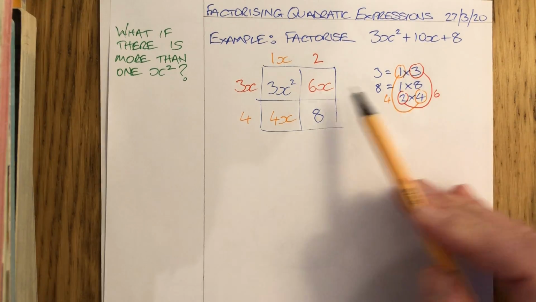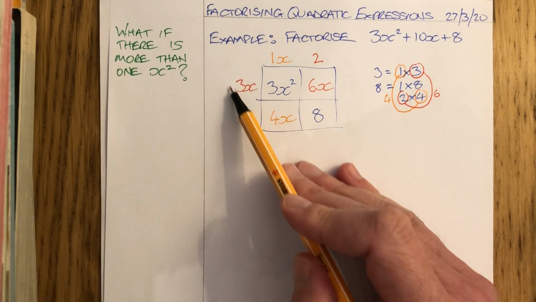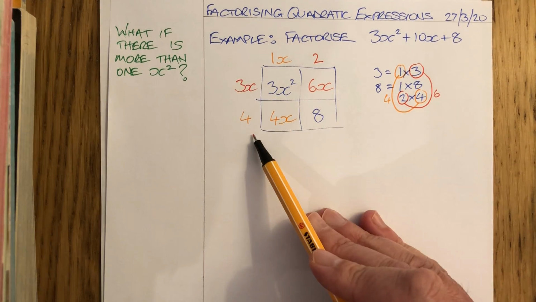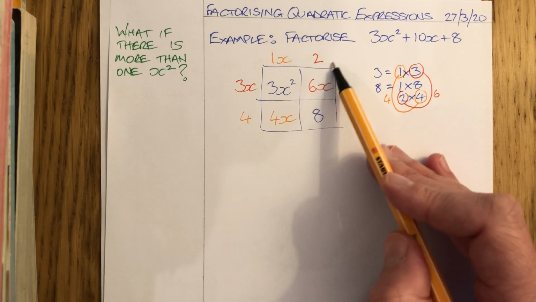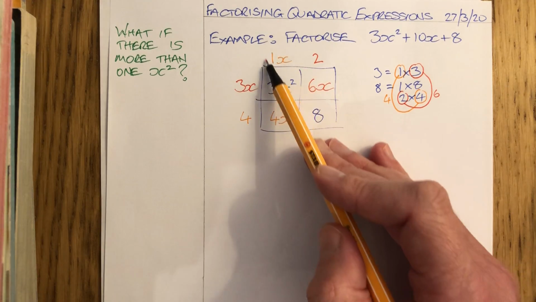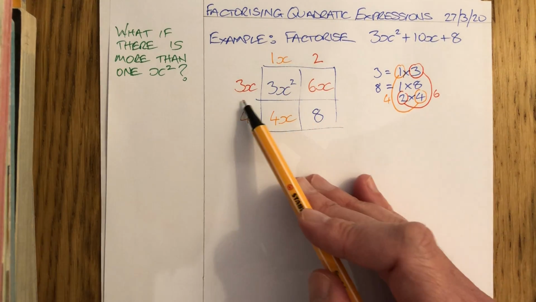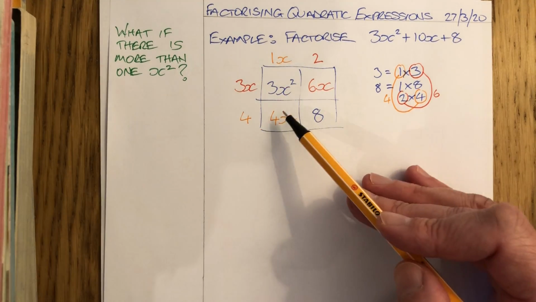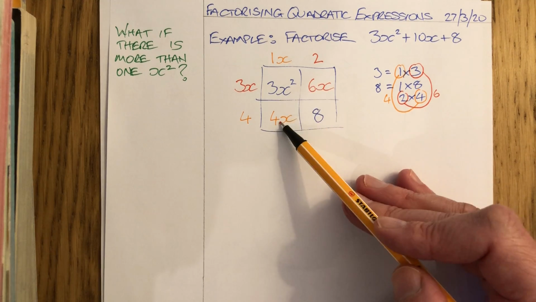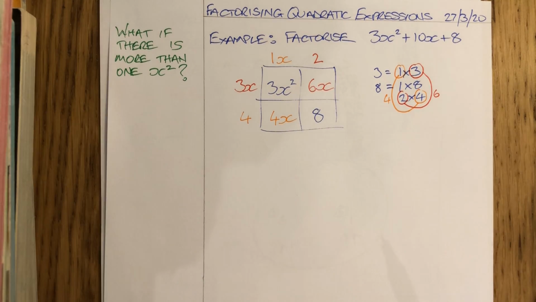So notice that one of the numbers of the pair goes on the side and the other one goes on the top. One of the numbers in the pair goes on the top, the other one goes on the side. You can see now that these add up to 10x.